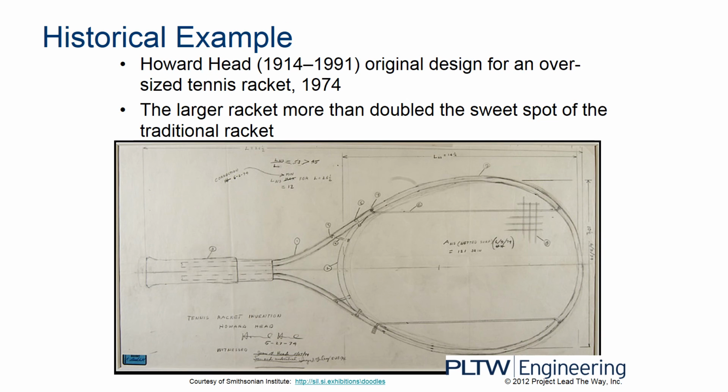Another example. Howard Head has an original design for an oversized tennis racket in 1974. You will see a sketch. You will notice the inventor's signature and date, as well as a witness with a signature and date, here 5/28 in 1974. You will notice that he has dimensions on here. Here's some length, about 14 and maybe 3/4 inches long there. The overall length of the racket is 26 1/4. So he's describing everything about this racket he has designed.